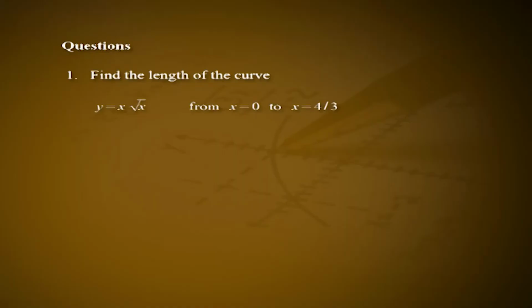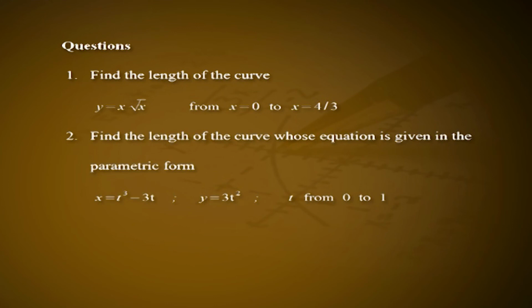You may try to answer the following questions. First one, find the length of the curve y is equal to x into root x from x is equal to 0 to x is equal to 4 by 3. Second one, find the length of the curve whose equation is given in the parametric form x is equal to t cube minus 3t, y is equal to 3t square, t from 0 to 1.